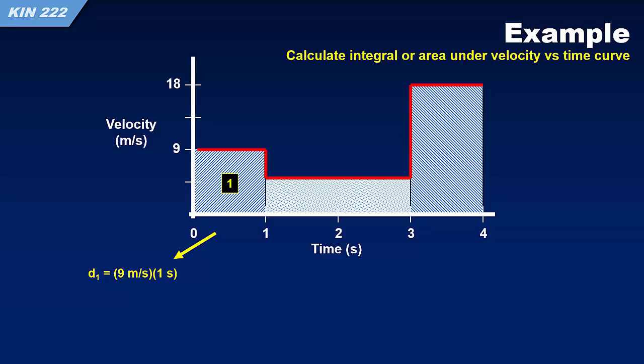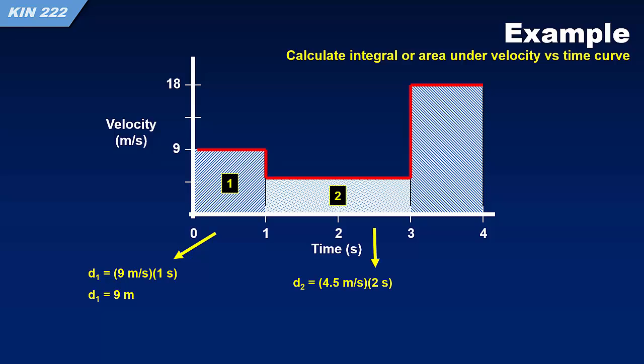And so if we add up the 3 areas under the rectangles, we should be able to get the total area. So that first area, going from 0 to the first second, the area of that rectangle would be 9 meters per second times 1 second. In other words, 9 meters. So the displacement from 0 to 1 second would be 9 meters.